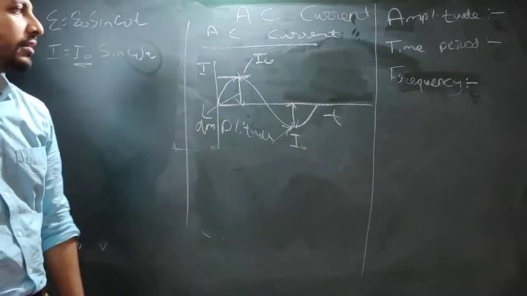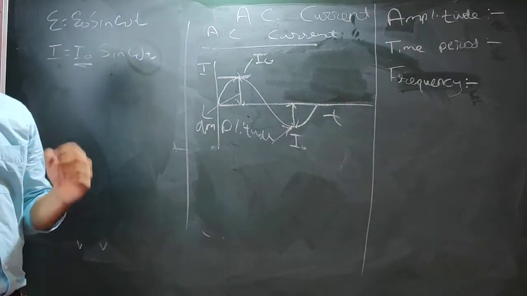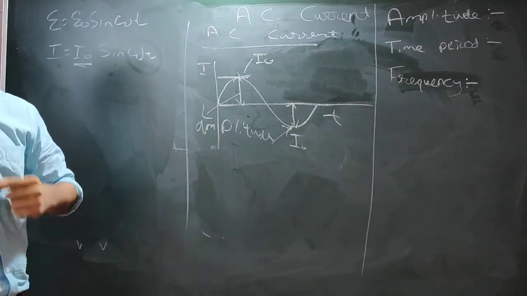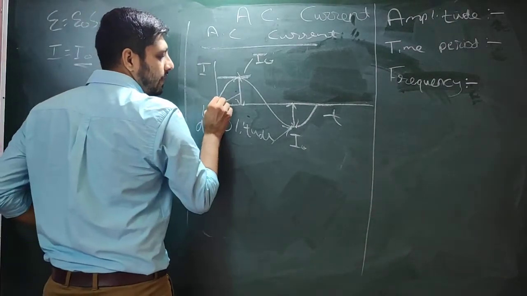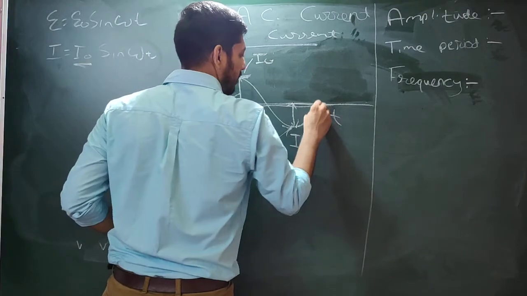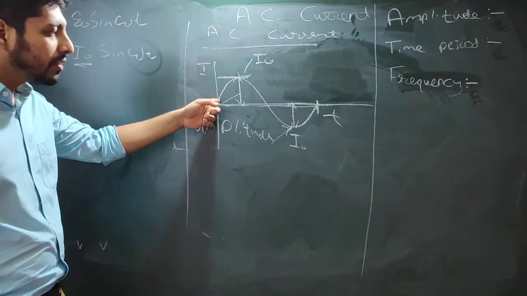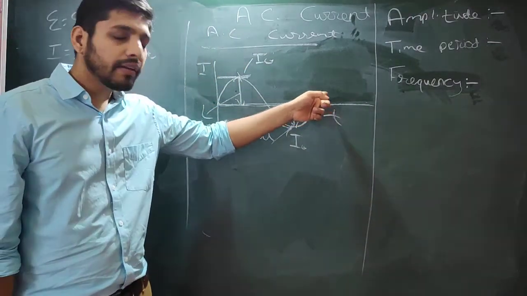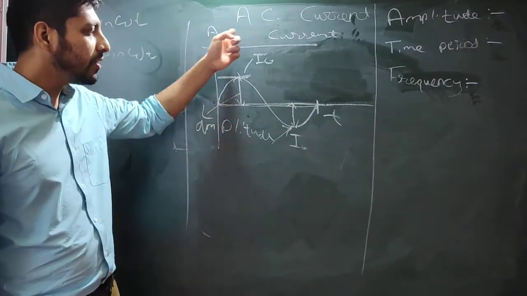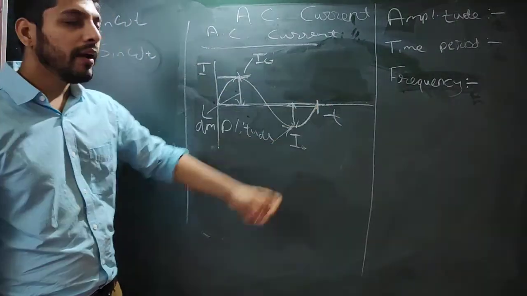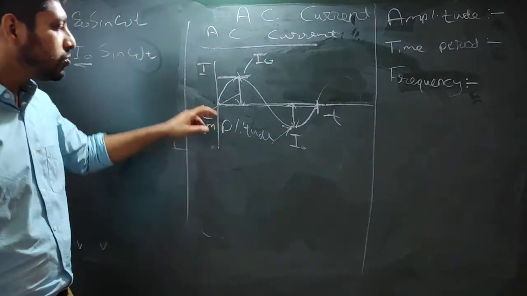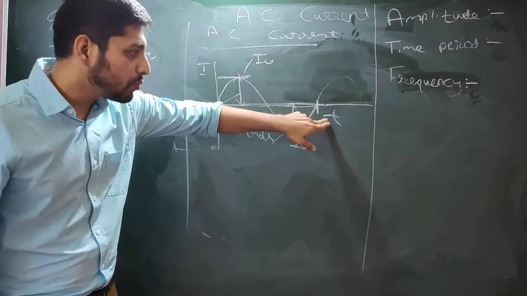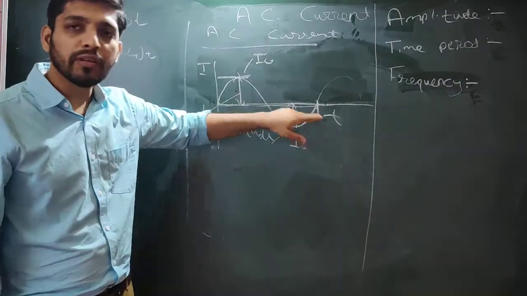What is a time period? Time period is the time taken by the current to complete one complete cycle. It started from over here and reached the same point over here. Once it went to positive, once it went to negative, and from here again it will continue the same cycle. So it completes the cycle between these 2 points.